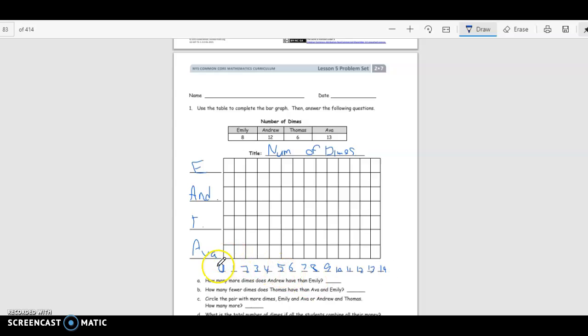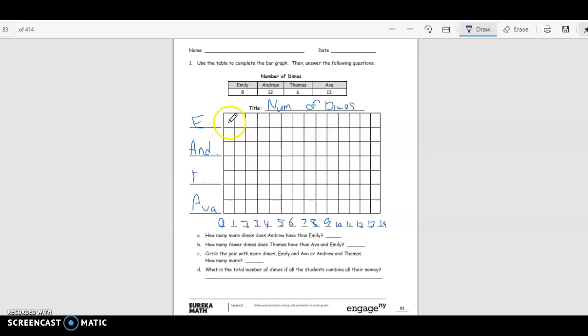So it's important that we start our graphs with 0 always, because this line right here, if no blocks are filled in, then they have none. Okay, so we'll fill in Emily's 8, 1, 2, 3, 4, 5, 6, 7, 8. Then color that all the way in. Got away from me, that wasn't the best.